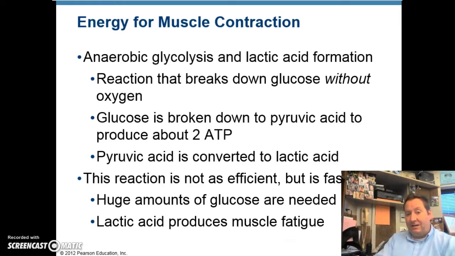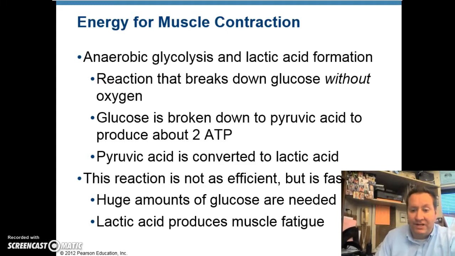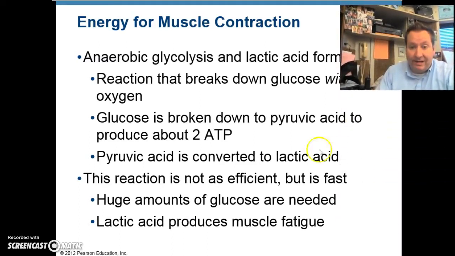So there's another way that we can produce ATP. It's called anaerobic glycolysis. It's also called anaerobic respiration. And basically, in anaerobic respiration, you're still taking the glucose, but the glucose is without oxygen. And as a result of that, you're going to produce 2 ATP. You don't produce nearly as much energy as a result of this metabolic process. But what you're going to be able to do is produce this ATP a lot faster than the process of aerobic respiration. So it's not as efficient, but it's very fast when you take a look at it. A byproduct of this is lactic acid.